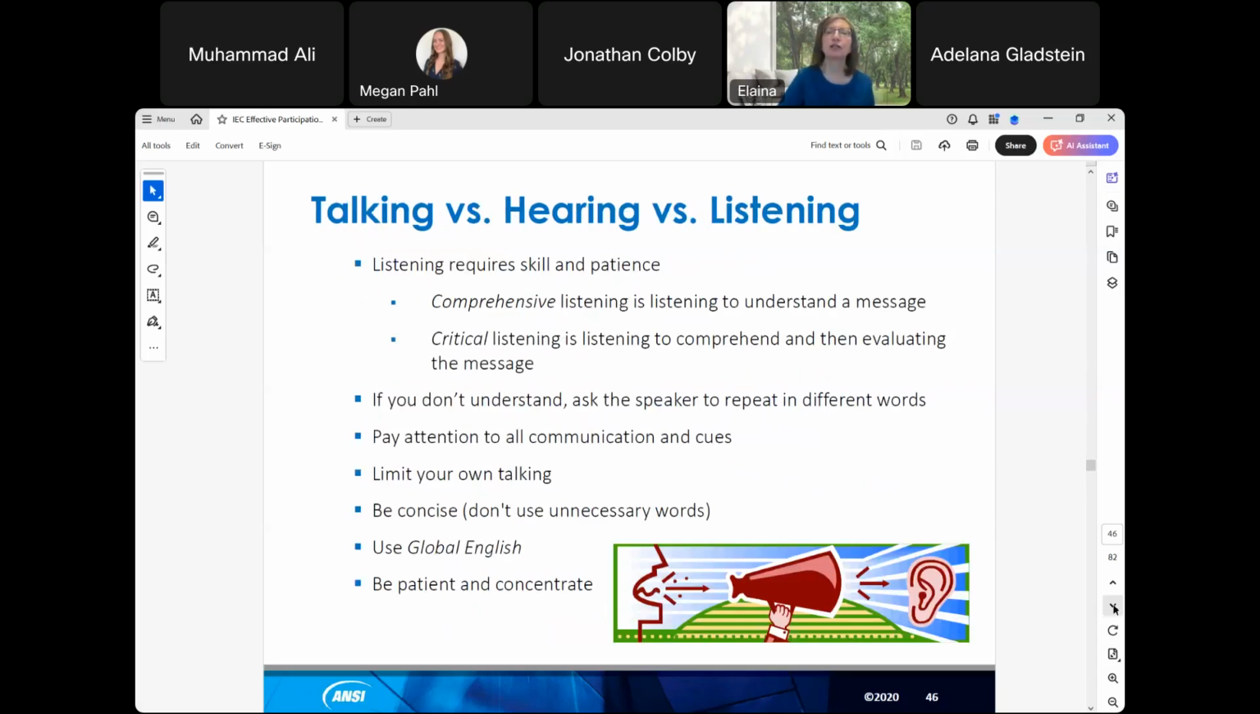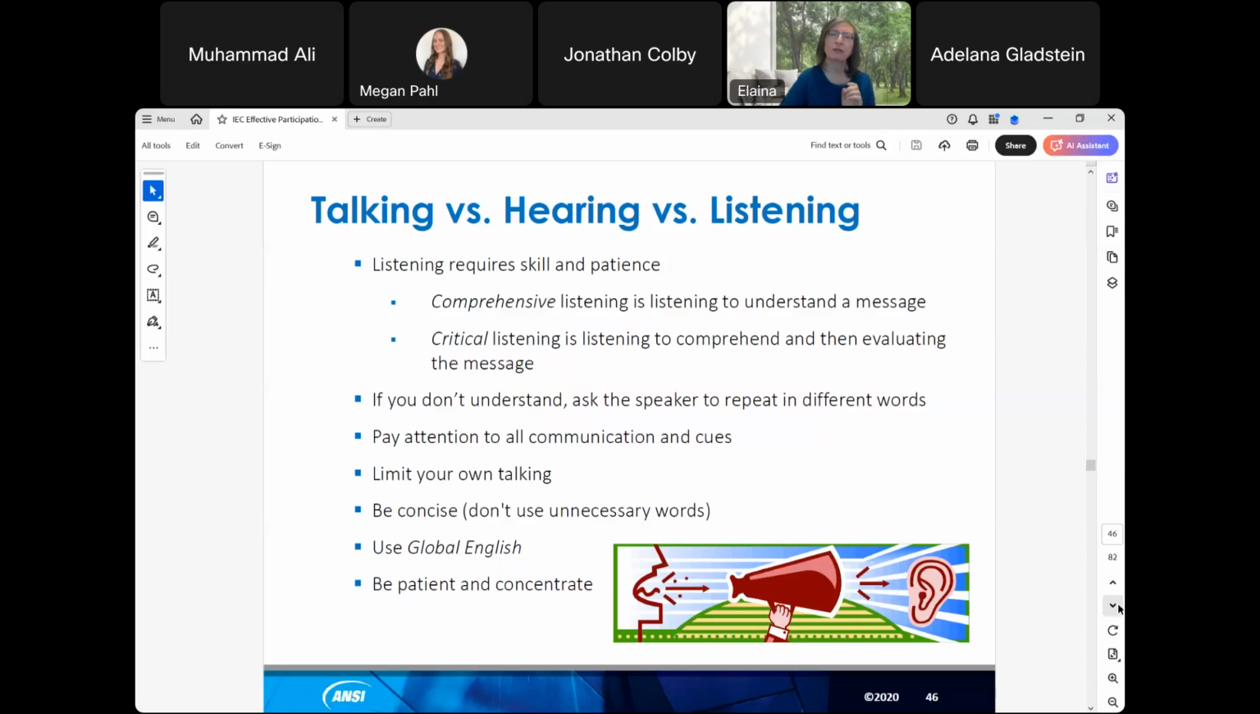And Ali touched a little bit on the talking versus hearing versus listening and the soft skills. Listening is a skill that requires a lot of patience. You have to do comprehensive listening and critical listening. You want to understand the message and you want to be able to evaluate the message. And this means paying very, very careful attention.